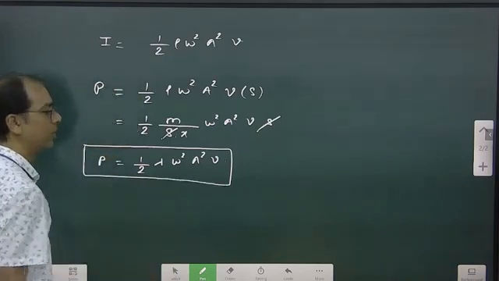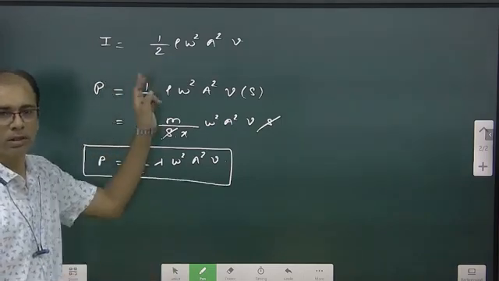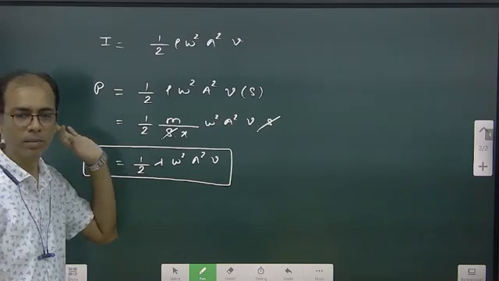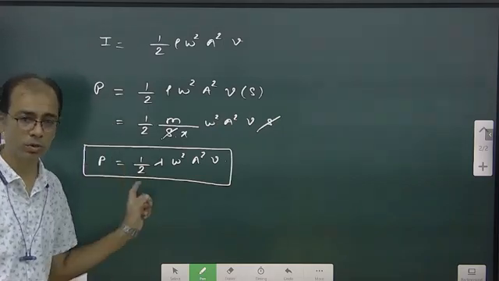Okay, this is power. Now remember this formula also. This is in terms of linear mass density. And the earlier one is in terms of volumetric mass density. Okay, note this formula. We'll use this.